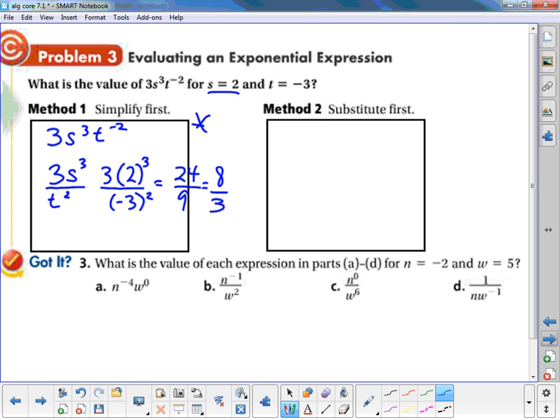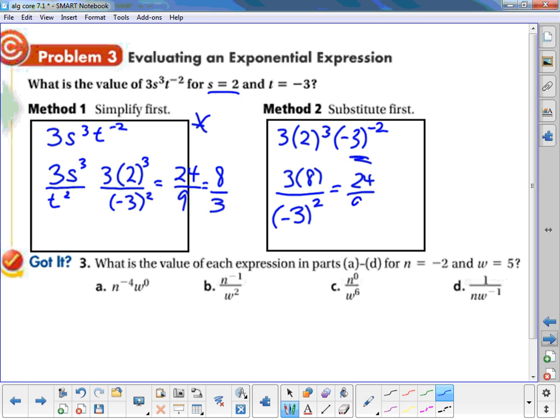You substitute the numbers in first. So I have 3, 2 to the third, negative 3 to the negative second. So then I would simplify it. I have 3, 2 to the third, 2 times 2 times 2, 8. But I have to move this one and lose the negative. So that would be 3 times 8, which is 24, over negative 3 times negative 3, which is 9, which again is going to reduce to be 8/3.